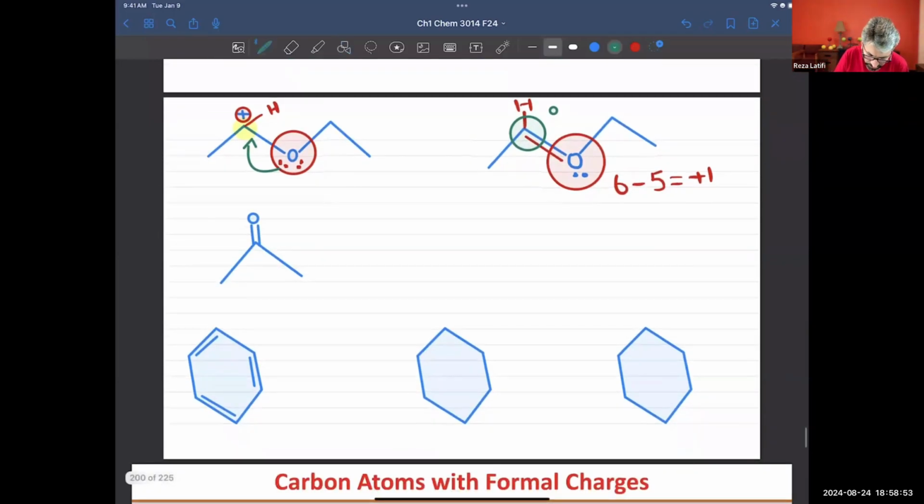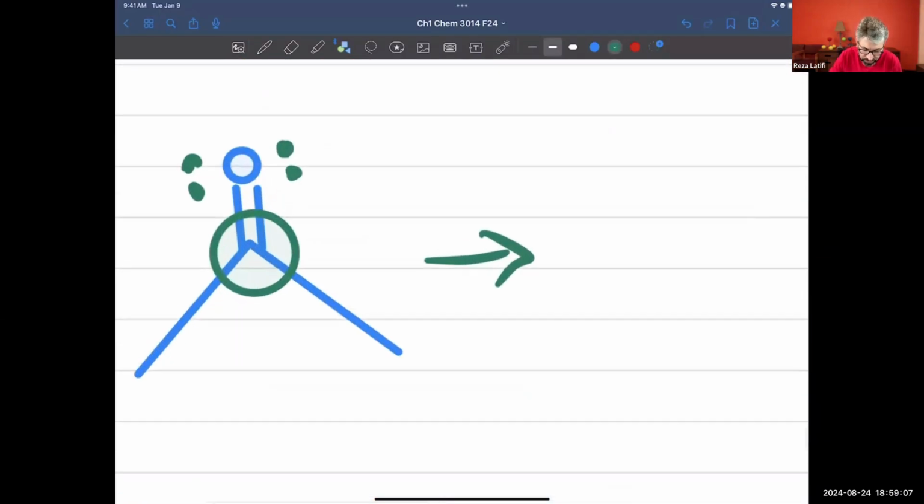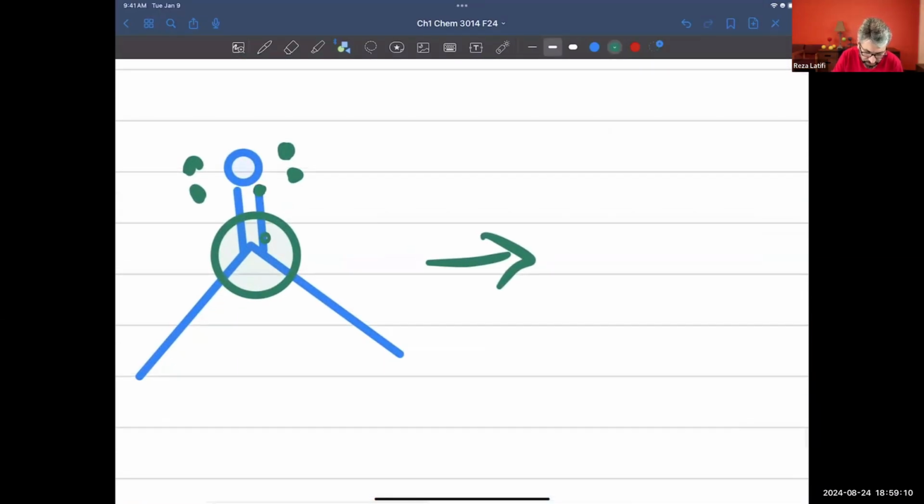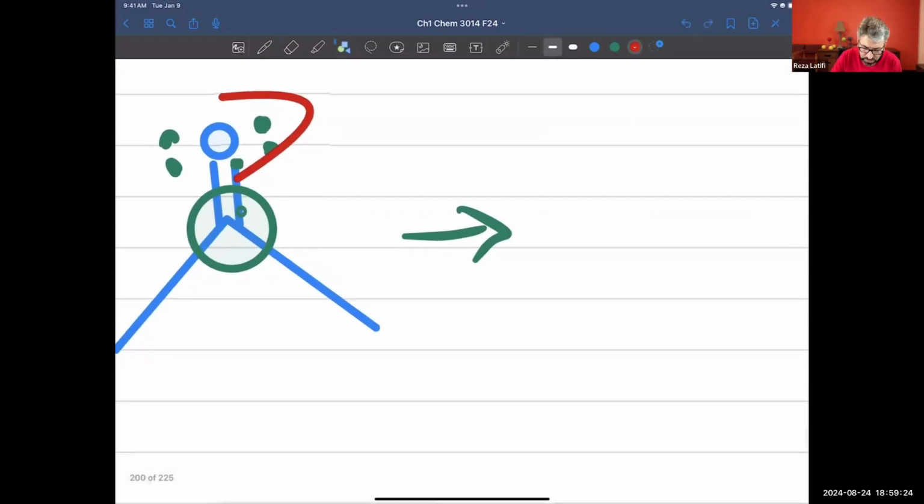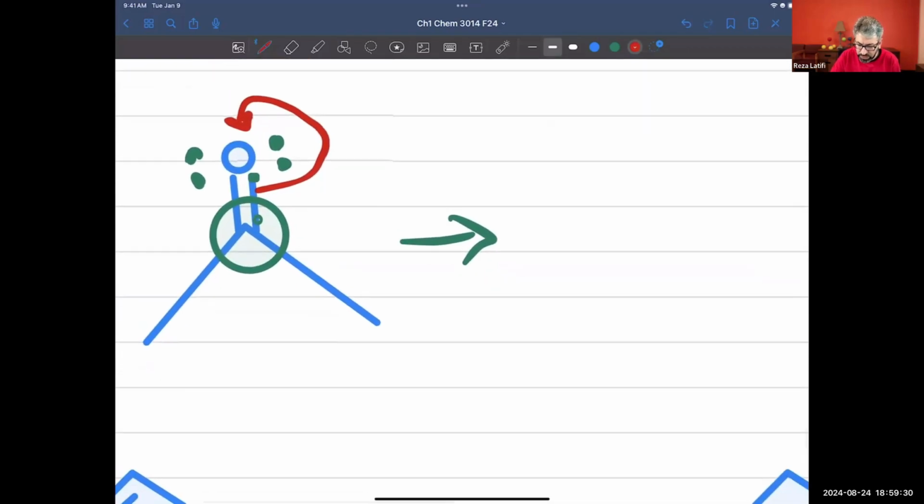Next, oxygen is not octet, so I'm going to add 2 lone pairs to it. Next, this carbon is octet, is happy. So what do I need to do? Is there any way to steal those 2 electrons and give them to oxygen? Can I take those 2 and give them to oxygen? Yes, it's possible. So we're going to steal those 2 electrons and give them to oxygen, and I will get this structure.